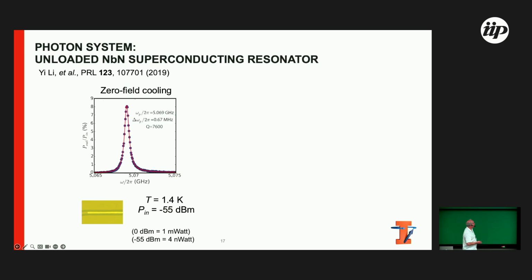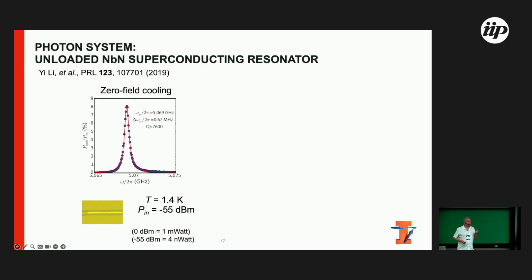So let's briefly discuss how this works. The first thing we do is characterize our superconducting resonator on its own, without the magnetic material. This is what you see here. We measure the transmission through the superconducting resonator, and we see this resonance peak. We see a line width of less than a megahertz, so we get a quality factor of about 7,500 at a resonance frequency of 5 gigahertz.